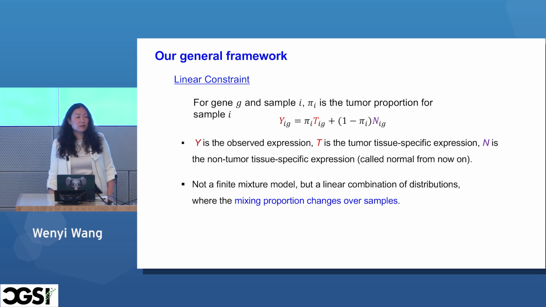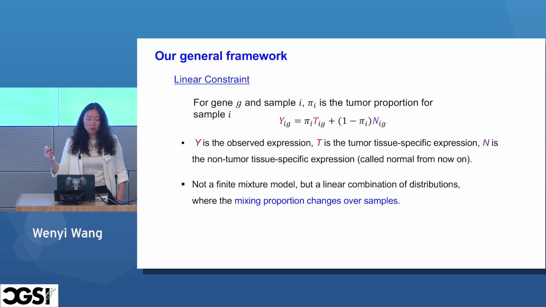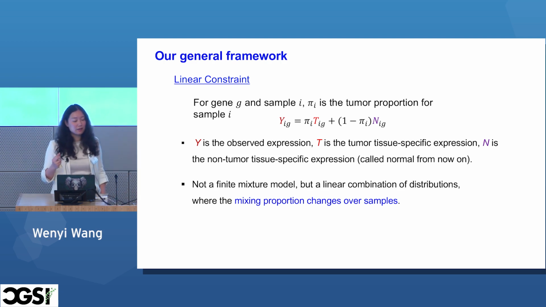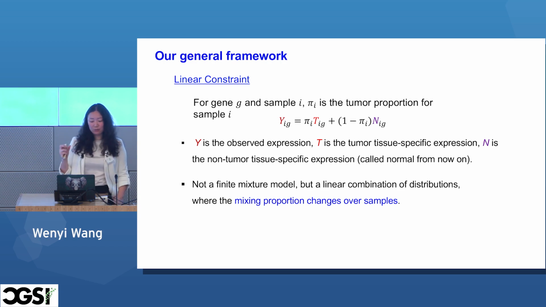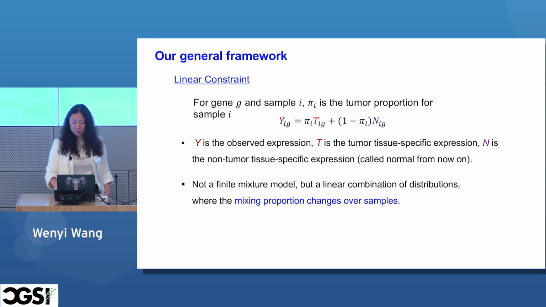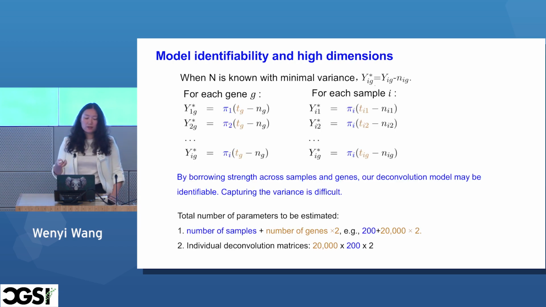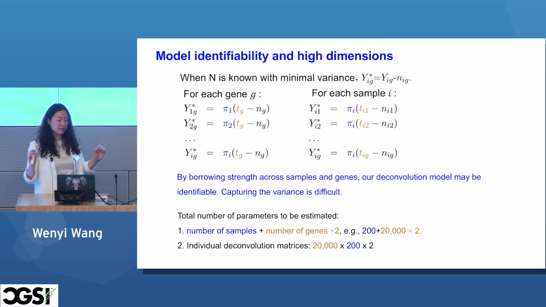First of all, this linear constraint, although simple to write, is not simple to solve. This is not a finite mixture model, but a linear combination of distributions where the mixing proportion changes over samples. Here I'm introducing a toy example to help you understand the two main challenges: model identifiability and high dimensionality.